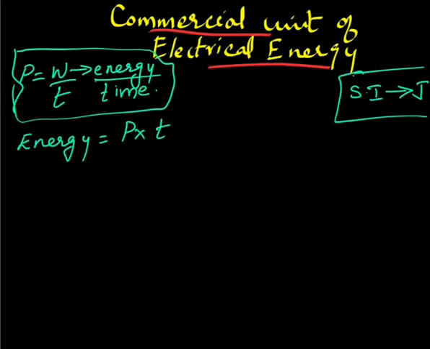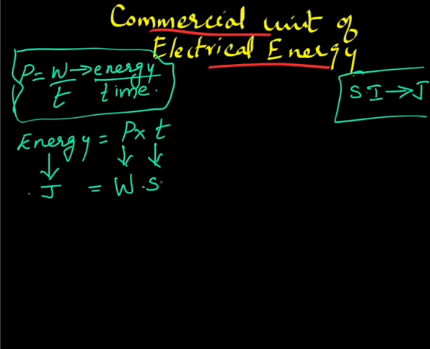Isn't it? Now you know the SI units. In terms of SI units, the energy has unit joule, power has unit watt, and the SI unit of time is second. So you know 1 joule is 1 watt multiplied with 1 second.